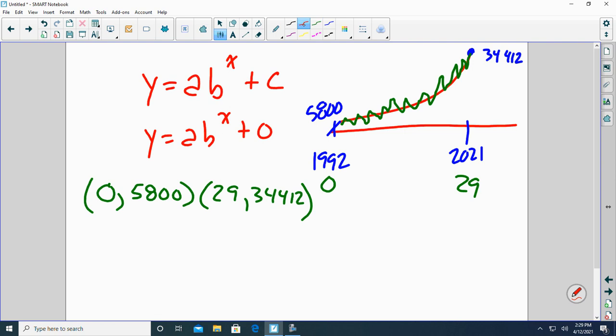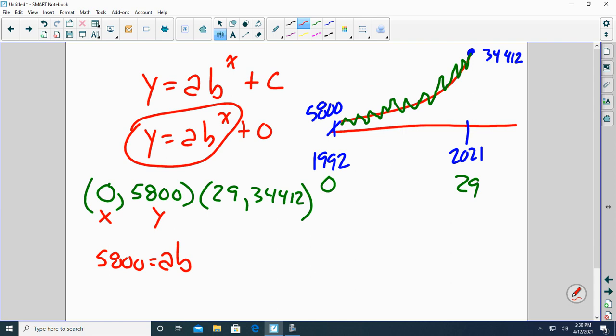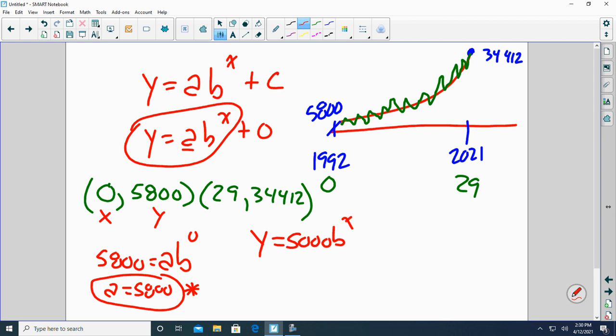So let's take a look at this first and find the growth rate. So this is an x, this is a y value. I'm going to plug it in here. I'm not going to worry about the plus 0. So I'm going to get 5,800 is equal to a b raised to the 0, because that's the x. So that means b to 0 is 1. So my a value is 5,800. So now I'm going to use my a value here and go y equals 5,800 b raised to the x.